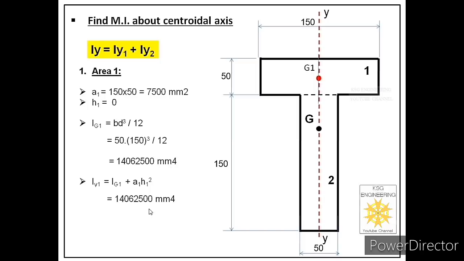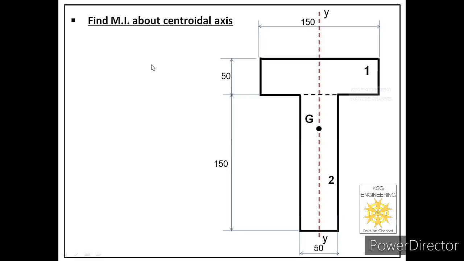Now what is the next step? We have found Iy1, now we have to find Iy2. So how to find Iy2? For that we have to consider area 2 and find its value first. It is a rectangular area, so its area will be equal to 50 into 150. So A2 is 50 into 150. It is equal to 7500 mm square.